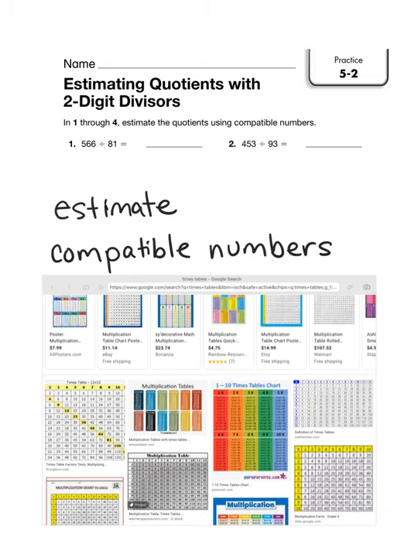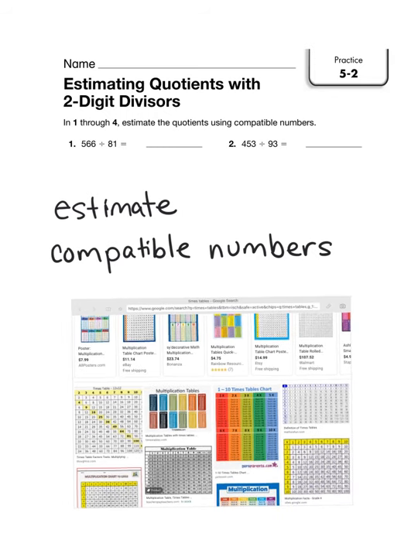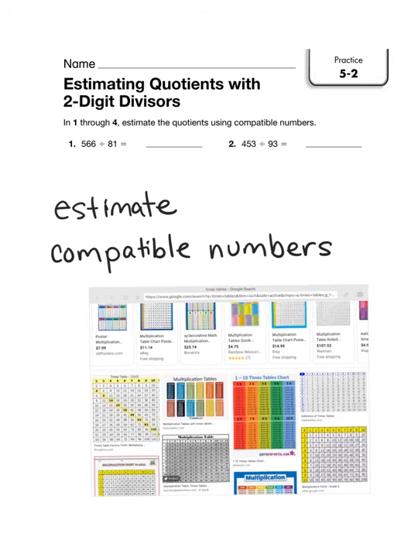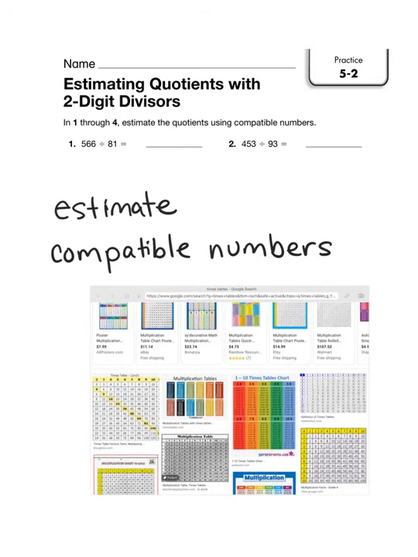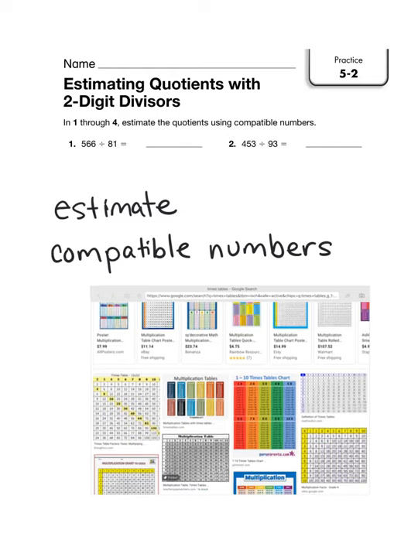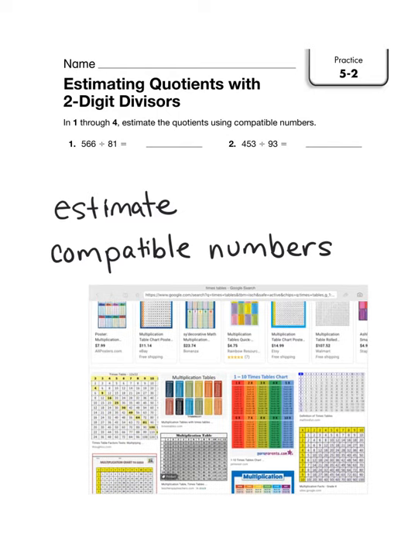Okay, so you can do a quick image search, which you can see I've done here, and just pick a times table that looks like it would be easy for you to use. So here's one that I think I could probably use easily. And just keep that handy. If you have a printer, you can print it out, keep it by your desk, and just use it as a reference when you're trying to find these compatible numbers.